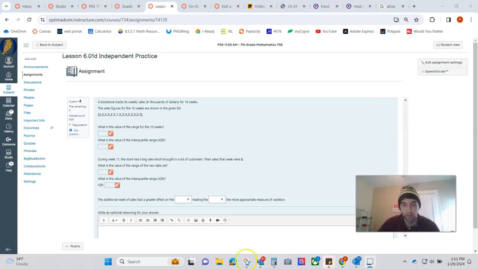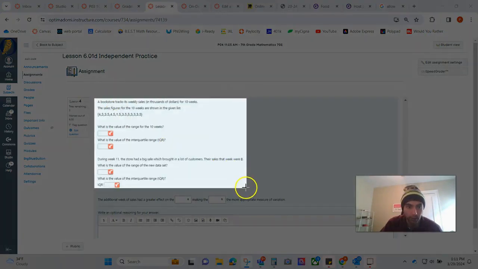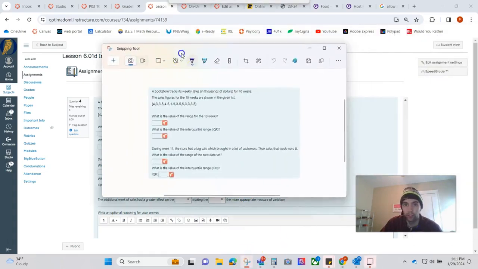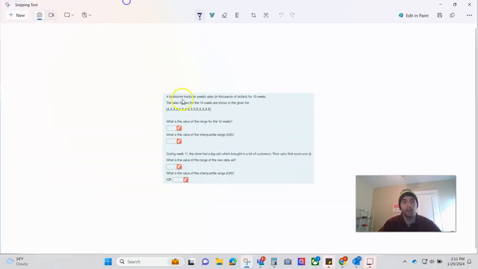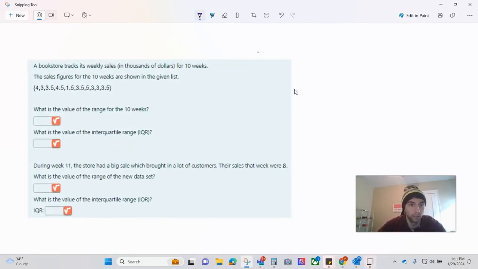All right, question 4. We will start now. Let's take a snip of question 4. Only 10 numbers. So I know we are finding the interquartile range, which is definitely an endeavor. But there's only 10 numbers, so it could be worse.